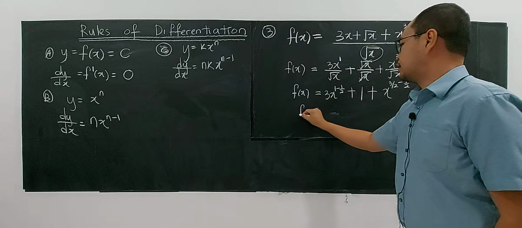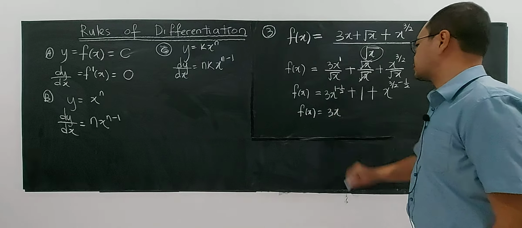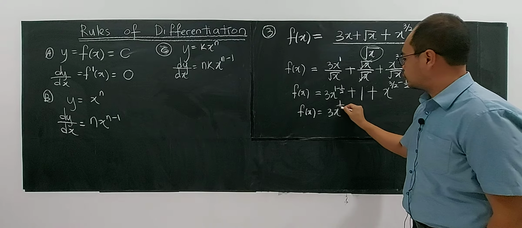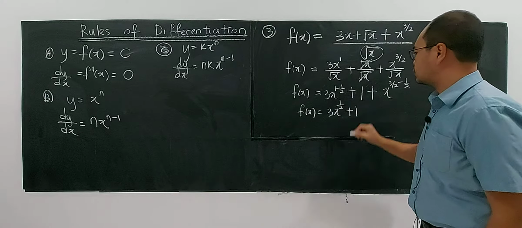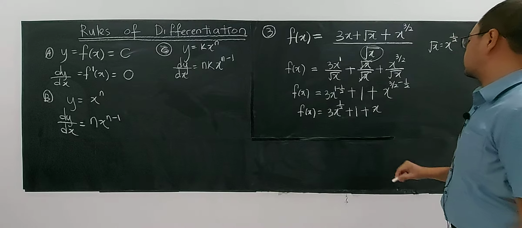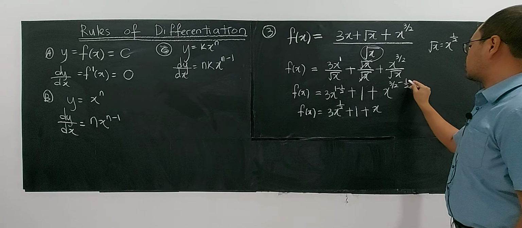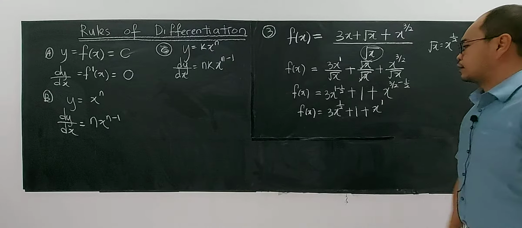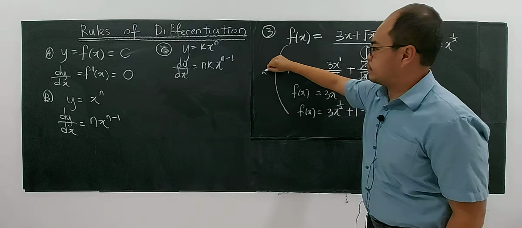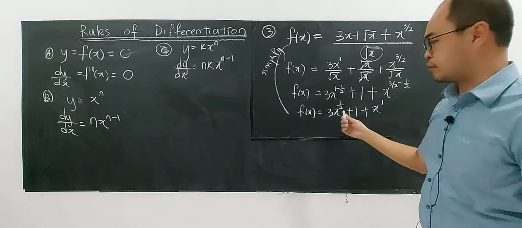So then you further simplify before you differentiate. So you have 3x to the power 1 minus 1 over 2, so you have 1 over 2, plus constant 1, plus x to the power 3 over 2 minus 1 over 2. 3 minus 1, 2. 2 over 2, you have 1, right? Finally, you have simplified. You simplify first. So in some cases you need to simplify before you differentiate.